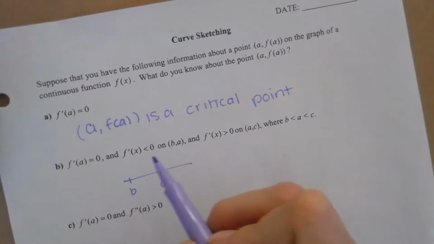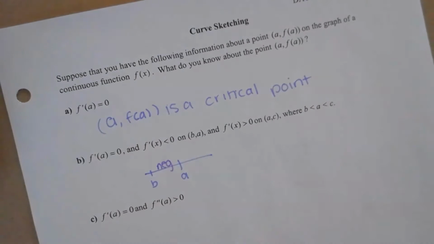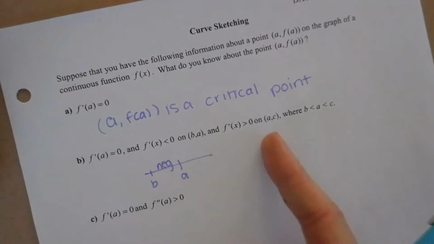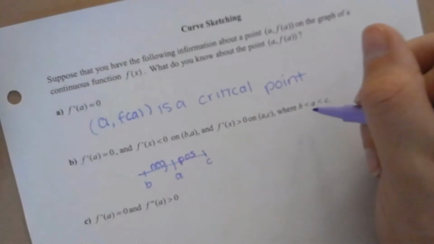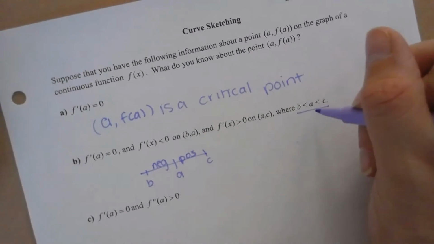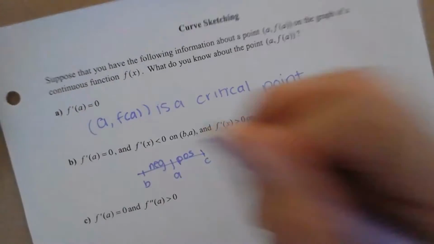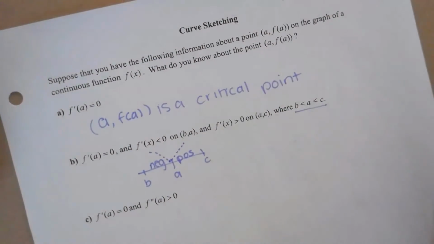So it says from B to A, it is less than 0. So that tells me that this is negative on my number line. And f prime is positive from A to C. So this is positive. So A is greater than B but less than C. That means that this graph is going from decreasing to increasing.